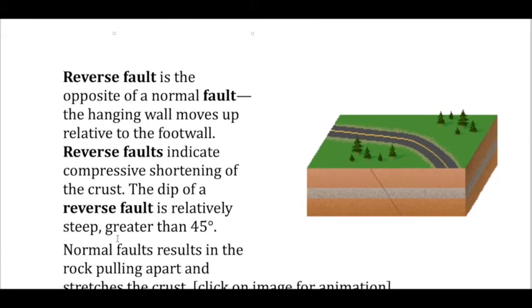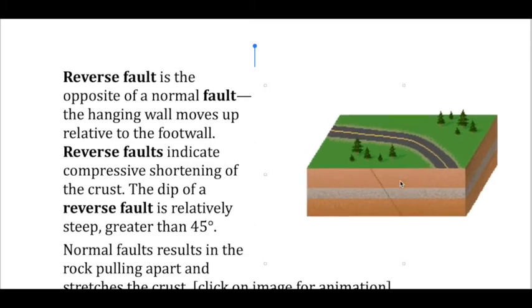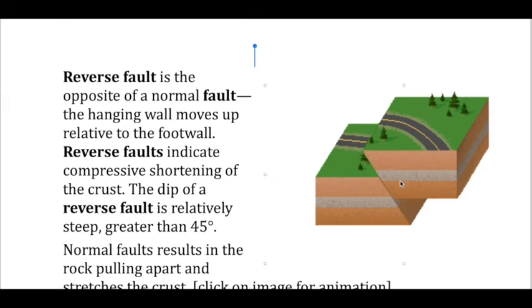Reverse, obviously, is the other way. Instead of the hanging wall dropping down, a reverse is a shortening. So it's usually really steep, a greater than 45-degree angle, so close to straight up and down. But a reverse fault, instead of the hanging wall falling, it essentially becomes the foot wall. So the one drops down below and the other one rises up above.